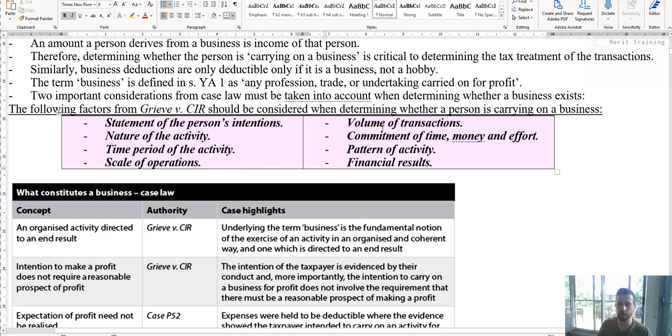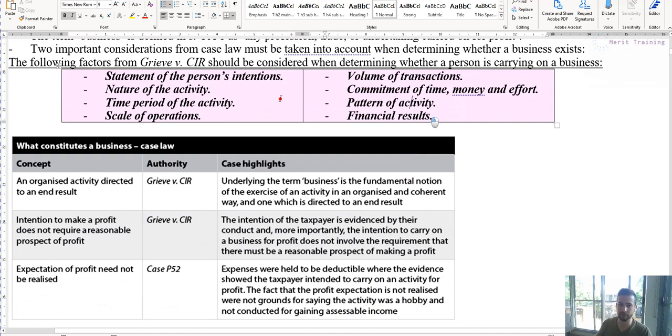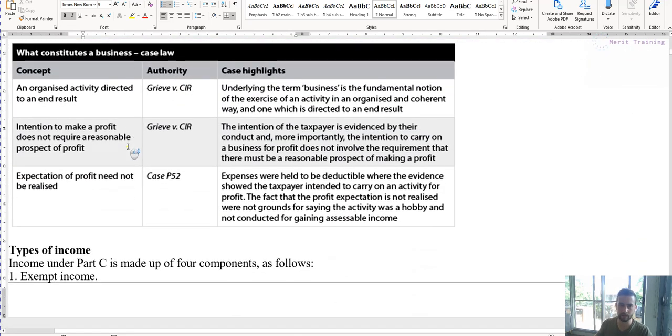How much effort have they put in? What's the pattern? Are they doing it just short term or is it long term? What's the financial result? So obviously there are a lot of factors to consider, and there's not one clear answer all the time. But if you consider all the facts and apply these kinds of questions, you should be able to figure out whether you're carrying on a business or a hobby.